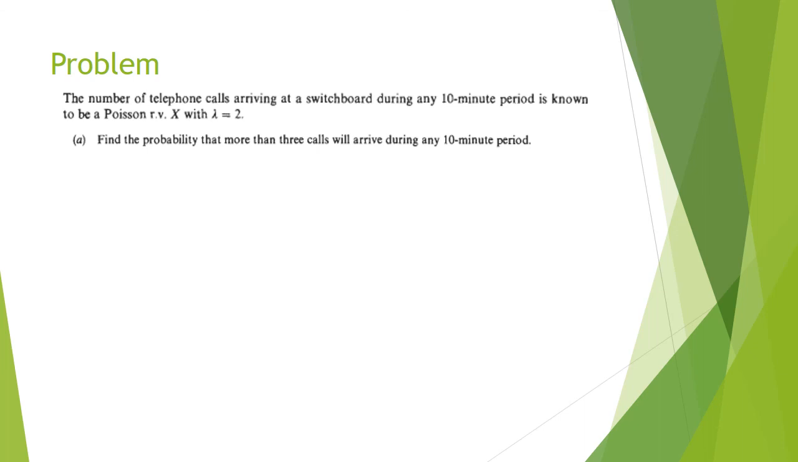So what we have to find is the probability that more than 3 calls arrive, probability of x greater than 3. So lambda is equal to 2, x is the number of phone calls. So that will be 1 minus probability of x less than or equal to 3. We cannot find probability of x greater than 3 directly, because 3, 4, 5 up to infinity we would have to add. Instead this will be added from 0 to 3.